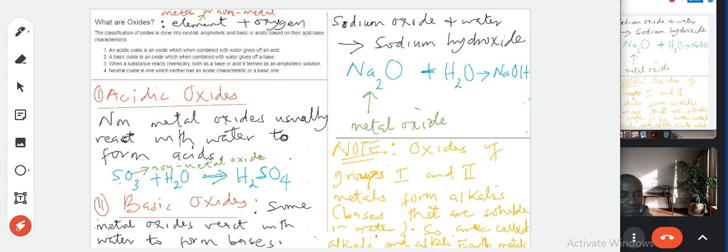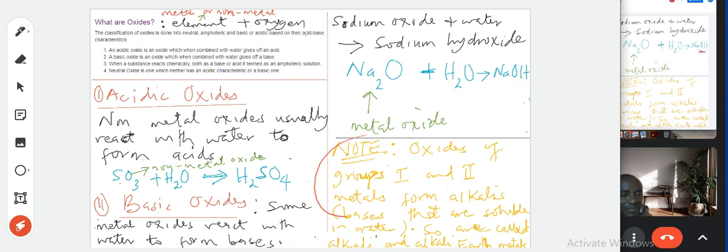Some metal oxides react with water to form bases. An example is, look at this. No, I didn't say sodium plus water. I said sodium oxide plus water. Sodium oxide plus water gives sodium hydroxide: Na2O plus H2O gives NaOH. This sodium hydroxide is a base. Now read this thing I was trying to tell you.